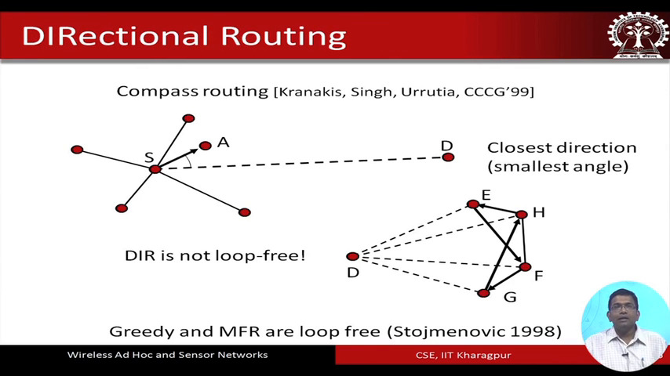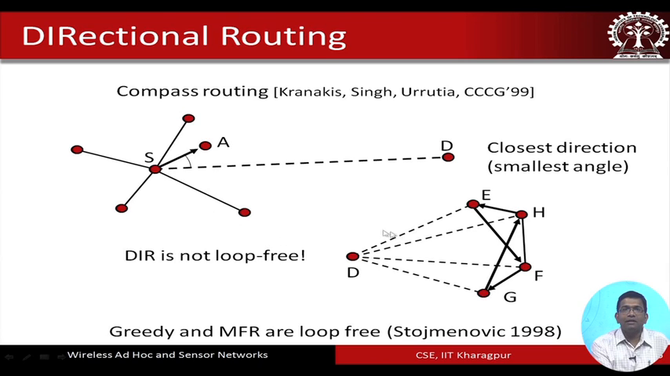Compass routing is basically something where, as we have seen a few minutes back, it uses the least angle to make the routing decisions on which node the packet has to be sent to. So, SA makes the least angle with ST, so this particular node is chosen, and it has the closest direction. Compass routing basically determines which node has the closest direction, that means the smallest angle with ST. So, this is direction based routing.